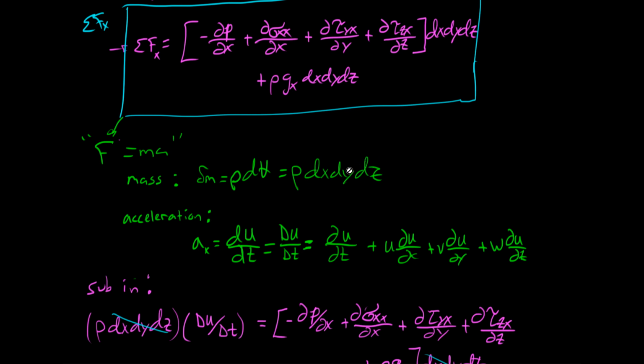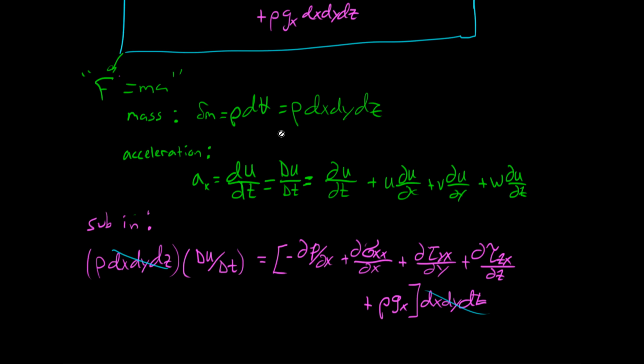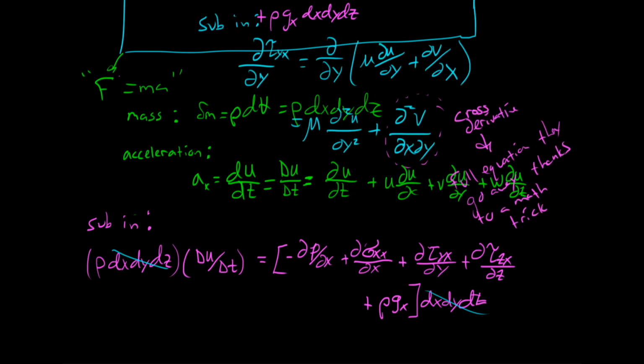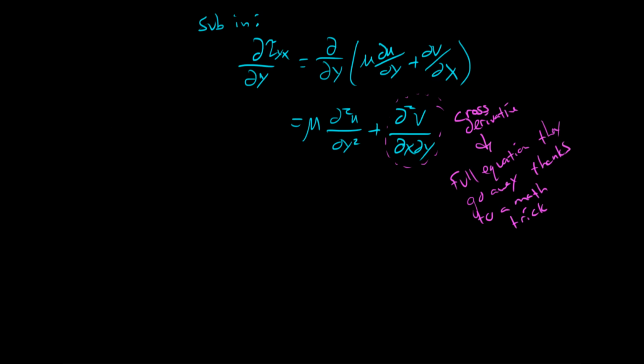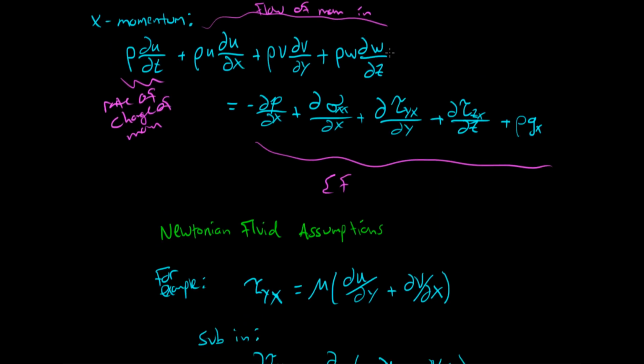Multiply that by density. And the acceleration, because we're dealing with fluids, is the substantial derivative. So that's the partial with respect to t. And then we've got this convective term out here, u du dx, v du dy, w du dz, that we learned about in kinematics. So if we sub all of that in, we've got mass, acceleration, and all the forces, and this beautiful thing happens where they all have dx dy dz multiplied on them, and so those cancel out, and we are left with this for the x direction momentum.